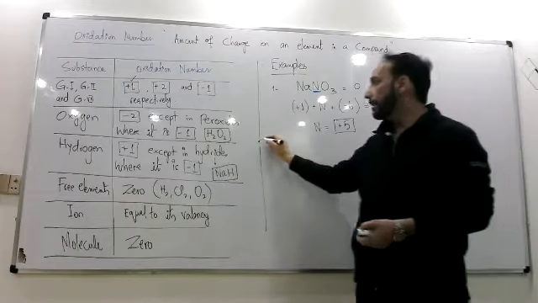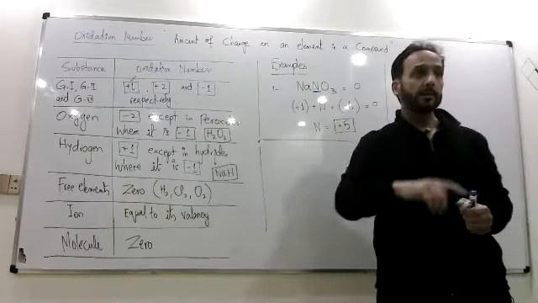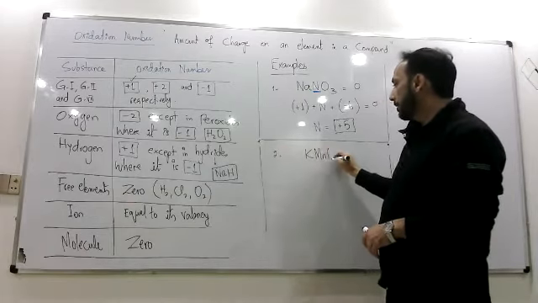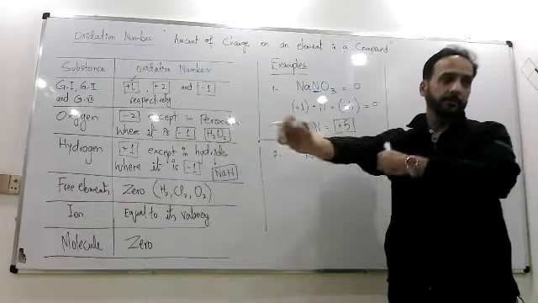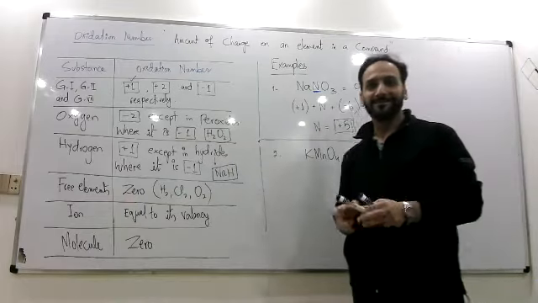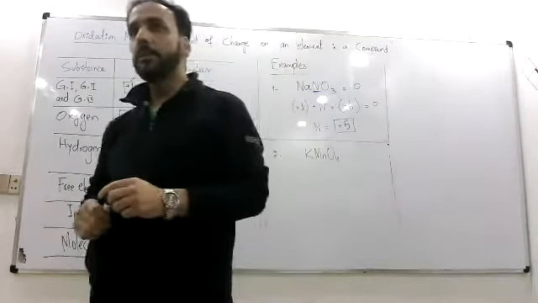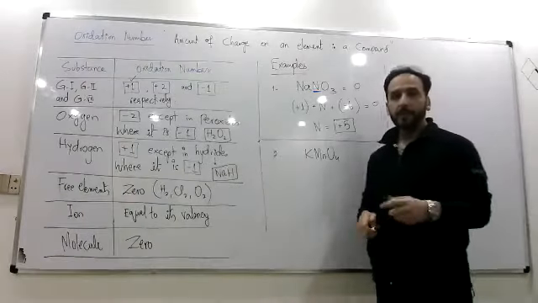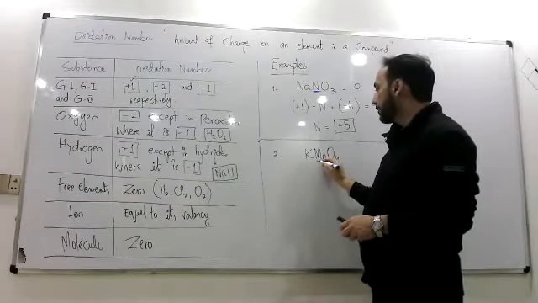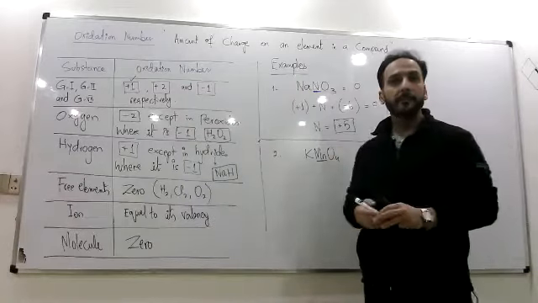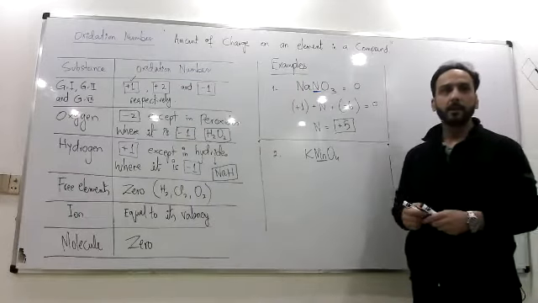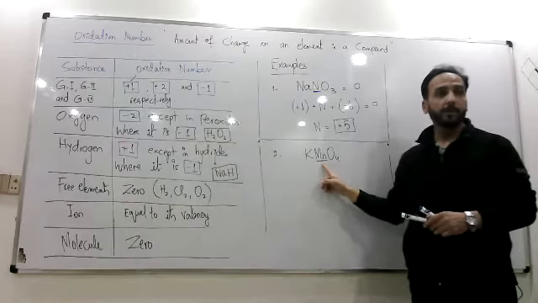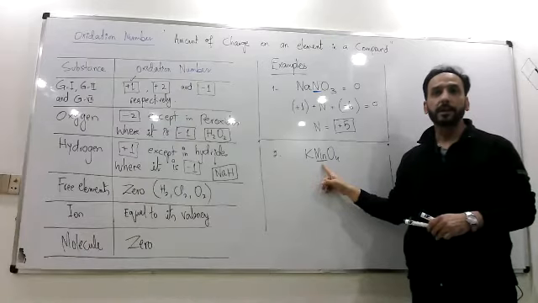Achha, up, let's go back to that example that I wrote in the start. That potassium permanganate example. KMnO4, potassium permanganate. In potassium permanganate, we are supposed to find the oxidation number of manganese. In KMnO4, we are working out the oxidation number of manganese.